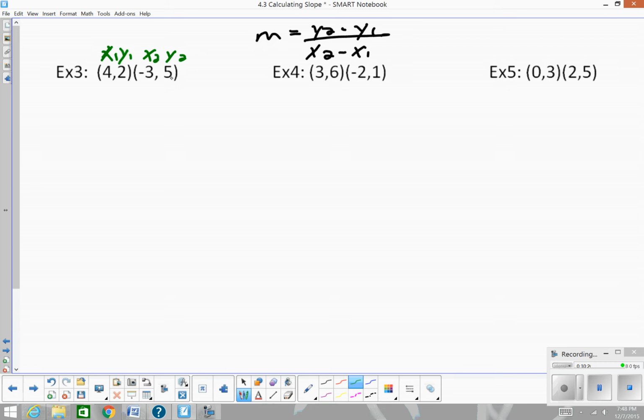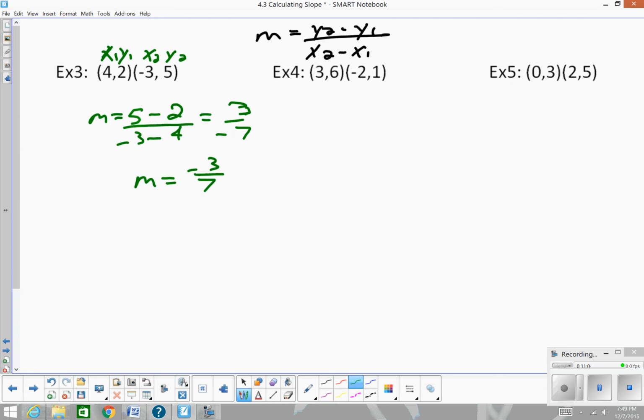Now, remember, y2, what's my y2 here? It's 5. Minus, what's my y1? My y1 here is 2. Good. x2. x2 is negative 3. Minus my x1, which is 4. Okay, so when I go ahead and simplify, 5 minus 2 is 3. Negative 3 minus 4 is negative 7. So here my slope is negative 3 over 7.